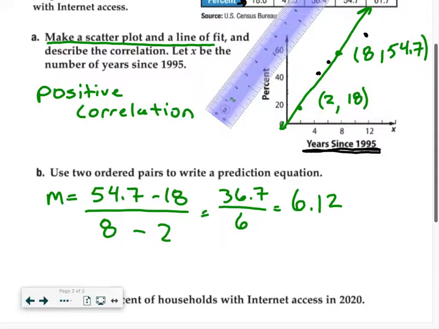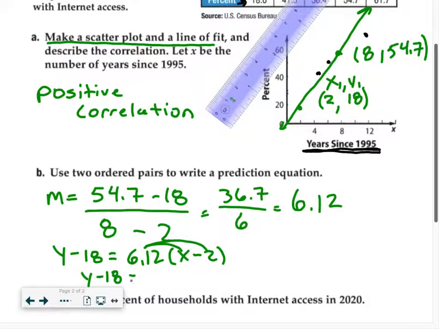And now, if I've got a slope and I have 2 points, I just need to pick 1 point. Let's call it x1, y1. And I need to use my slope and use point slope form. So y minus y1, 18, equals my slope times x minus x1. And if I solve this, then I have a prediction equation. If I solve this for y, so I need to distribute: y minus 18 equals 6.12x minus 12.24. I believe that is 6.12 times 2. 12.24, yeah.